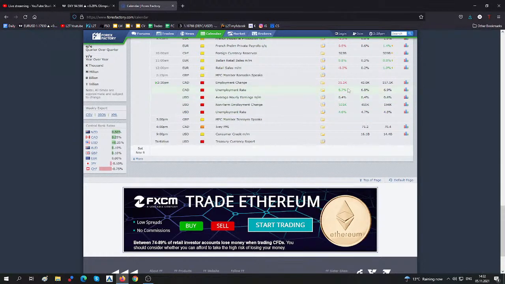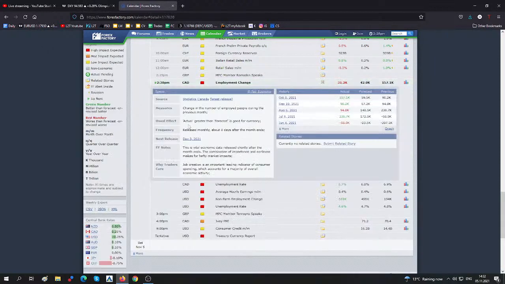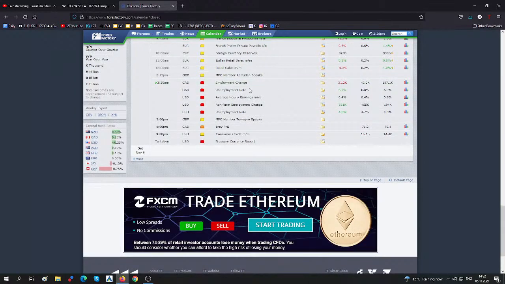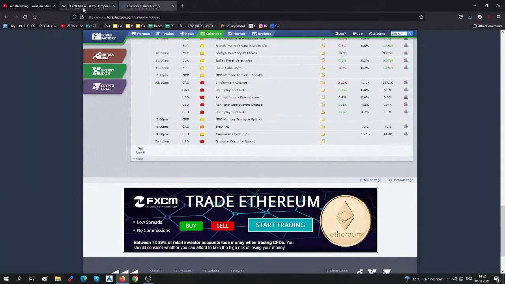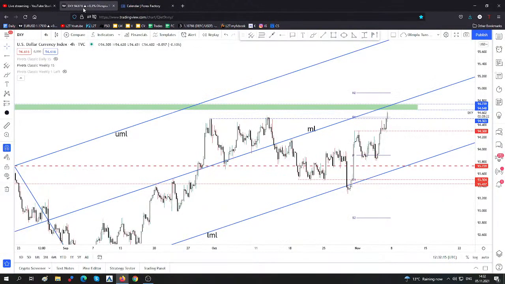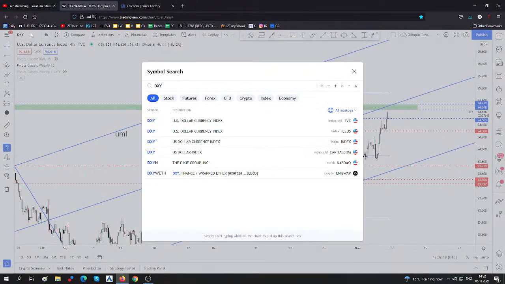Also from Canada, mixed data here, only because you can see that the employment change was reported worse than expected, and only the unemployment rate was reported better than expected. Okay, so let's start with Euro US dollar, guys.